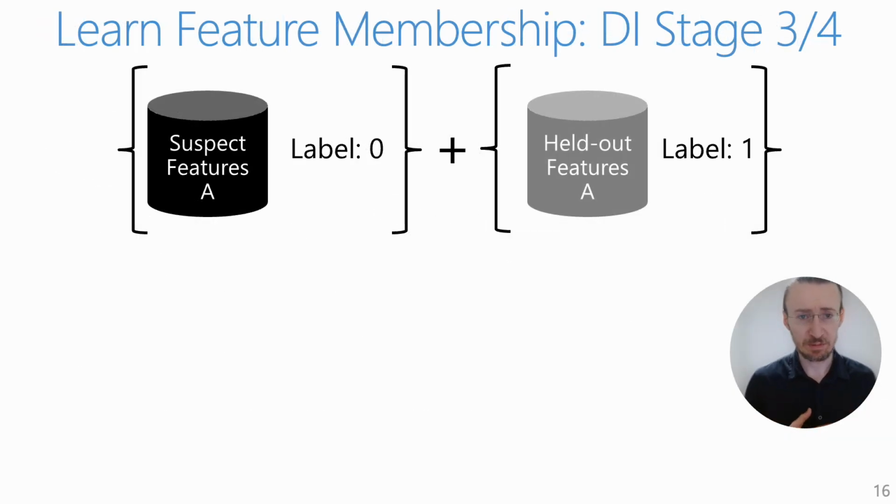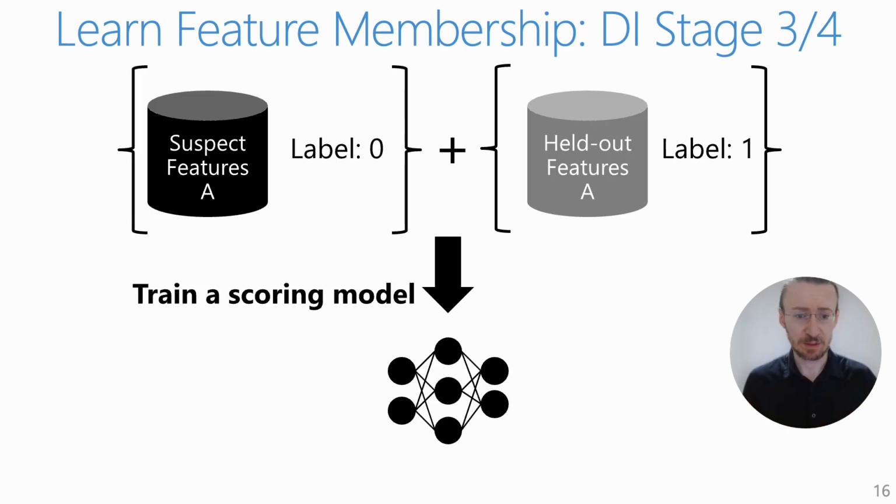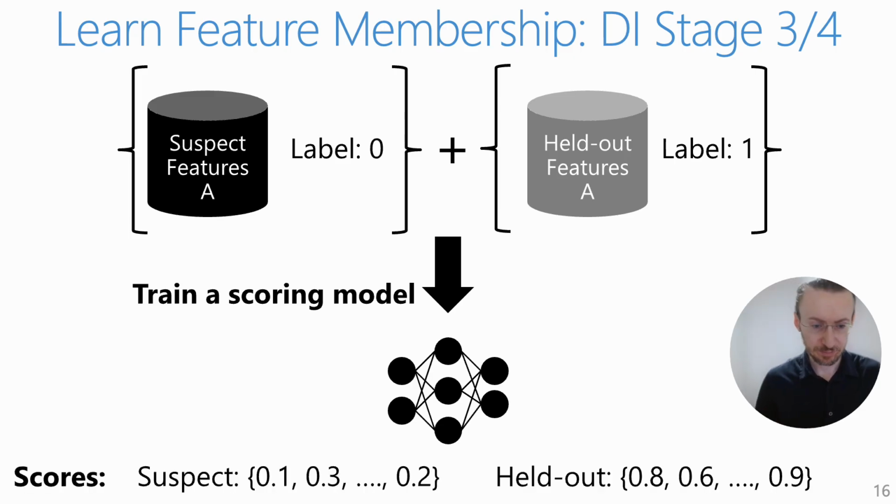So once we have these suspect and held out features, in stage 3 we learn correlations between features and their membership status. We train a model using the extracted features to assign label 0 to suspect features and label 1 to the held out features. The goal is to identify useful membership inference features for a given model and dataset. Here the model is expected to produce low scores for the suspect features and higher scores close to 1 for the held out features.